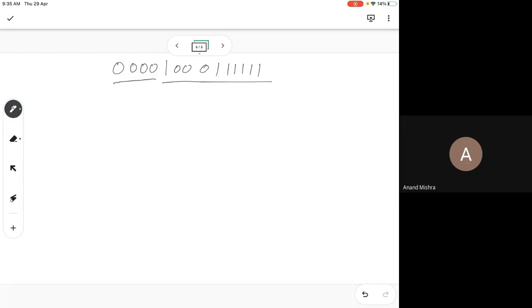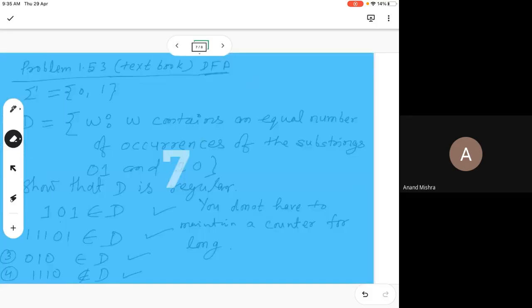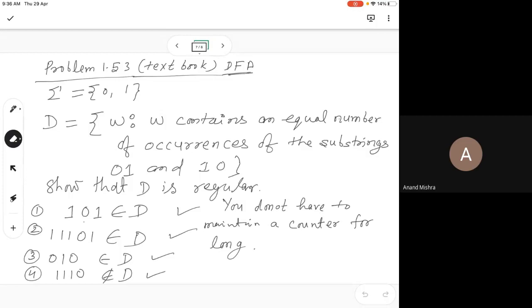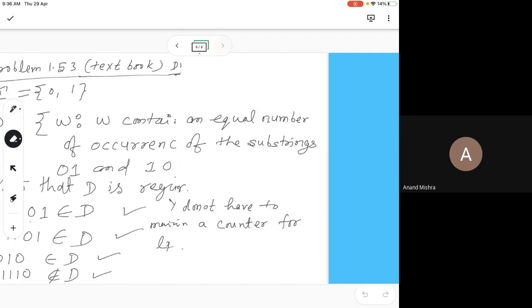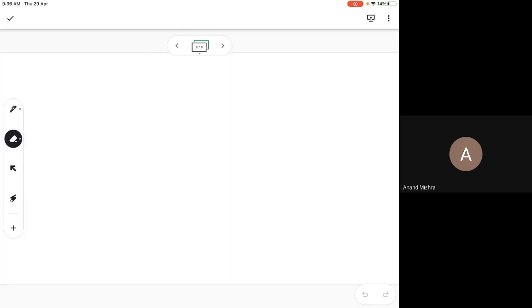For this language, if I have to count equal number of zeros and ones, I have to really maintain this counter. I have to remember throughout this. But in this example, D, you do not have to really memorize that for long. The only thing you need to do is whenever you have 0, 1, you should be looking for the next 0. That's all. So we'll draw this. Let's simply draw it. Very simple DFA.